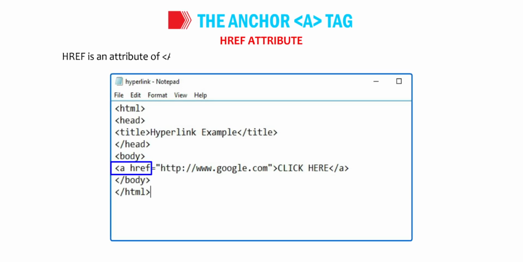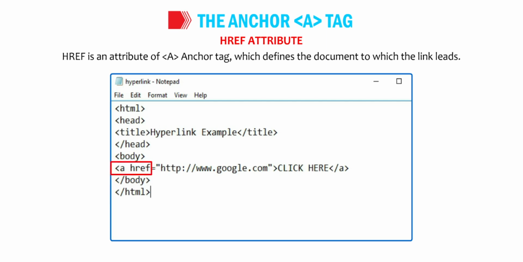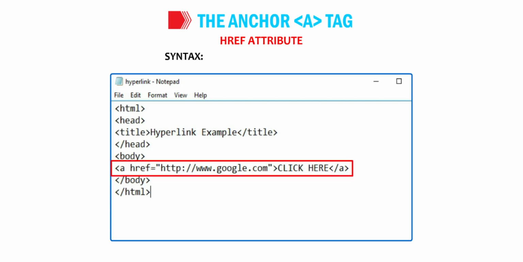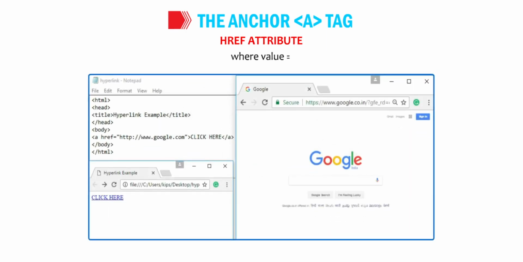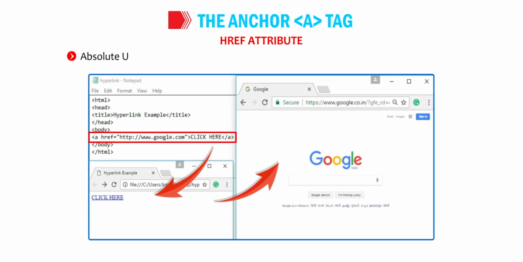href attribute. href is an attribute of an anchor tag which defines the document to which the link leads. Syntax: <a href="value">Click here</a>, where value equals an absolute URL.